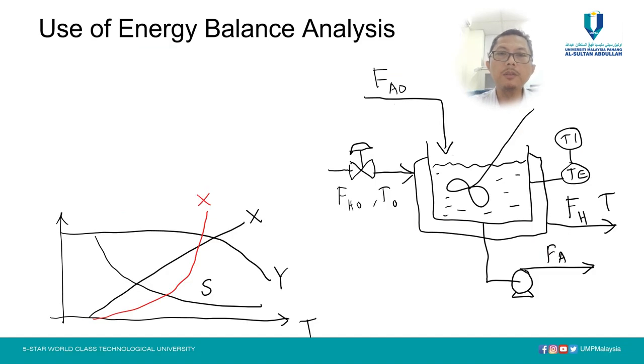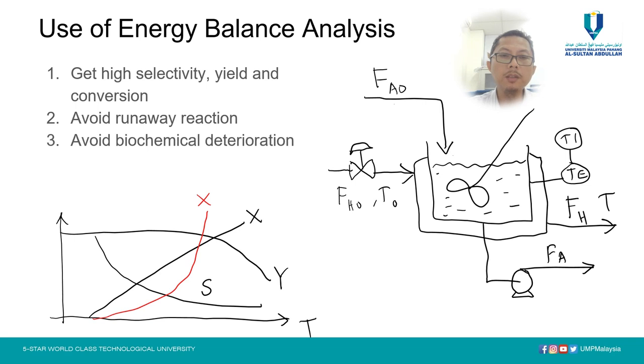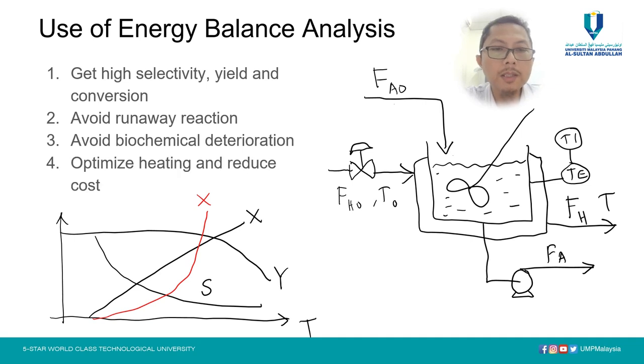What is the use of energy balance? We normally use the energy balance equation to get high selectivity, yield and conversion, to avoid runaway reaction, to avoid deterioration of chemicals, particularly biochemicals, and finally to optimize the heating and reduce the cost.